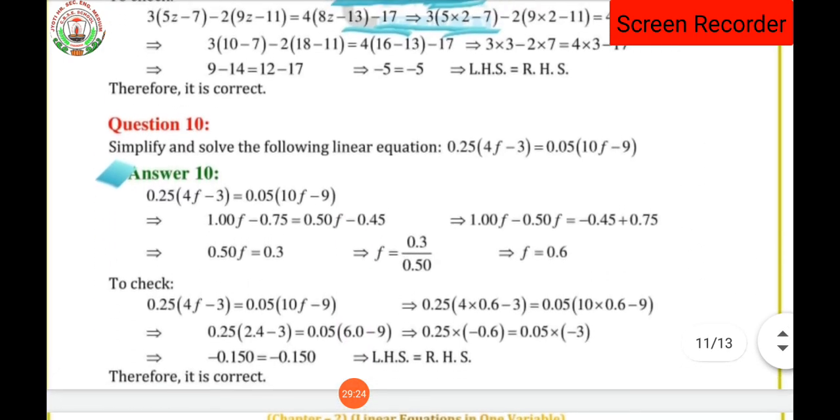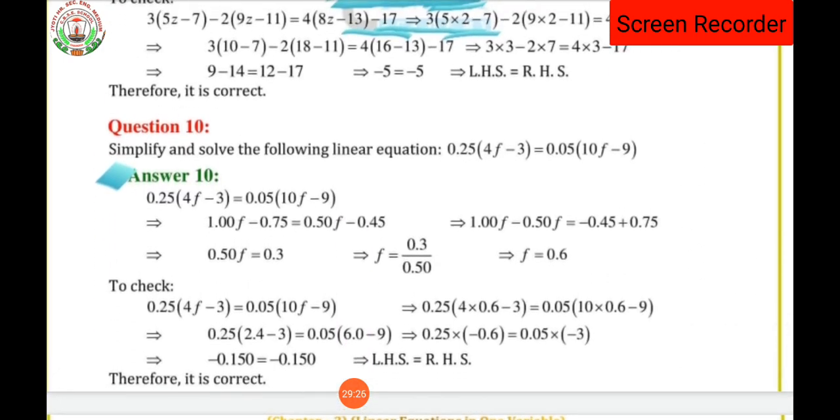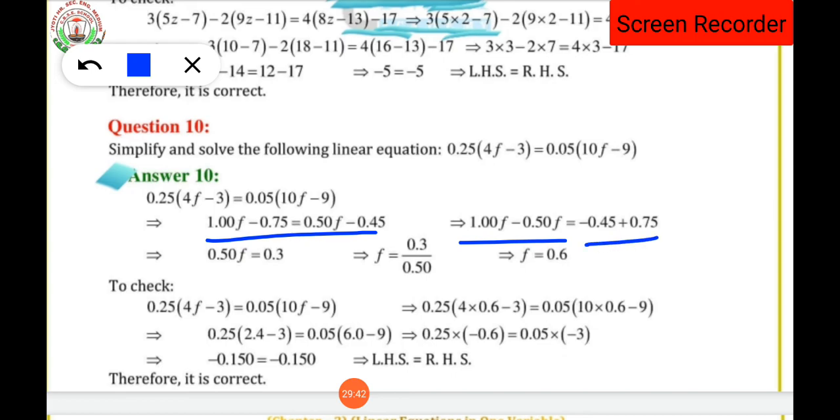In the same way, here is the last part of this exercise question, which is a decimal one. So the decimal which is present outside the bracket will be multiplied with the numbers inside. Okay, so that it will become how much? Like this equation we will get. Then transposing the f term to one side and the constant term to the other side, the solution we will get is f is equals to 0.6.